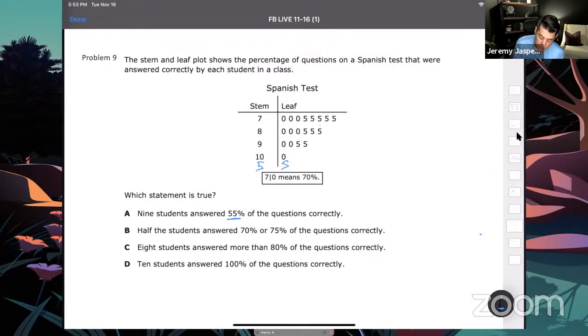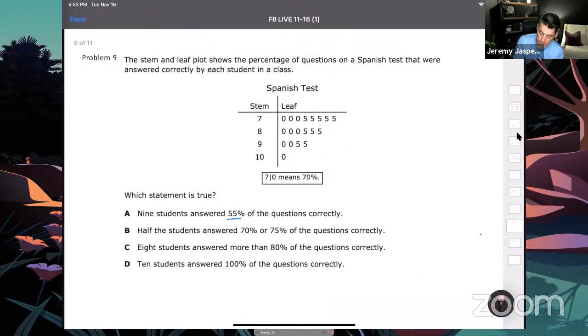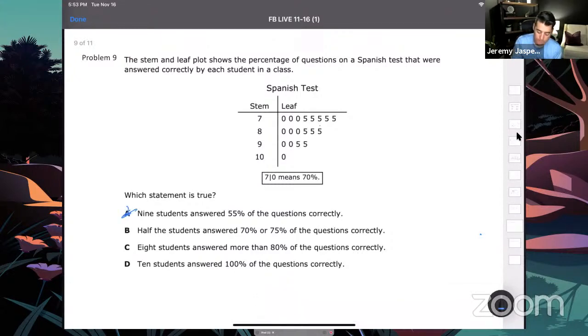That's one person answering 55%, right? Because a 5 and a 5. 9 students would look like this. 1, 2, 3, 4, 5, 6, 7, 8, 9. That is 9 students answering 55% of the questions correctly. Obviously, that's not there because I put that there, but that's what that is. That is incorrect. That does not exist. A is not the correct answer.